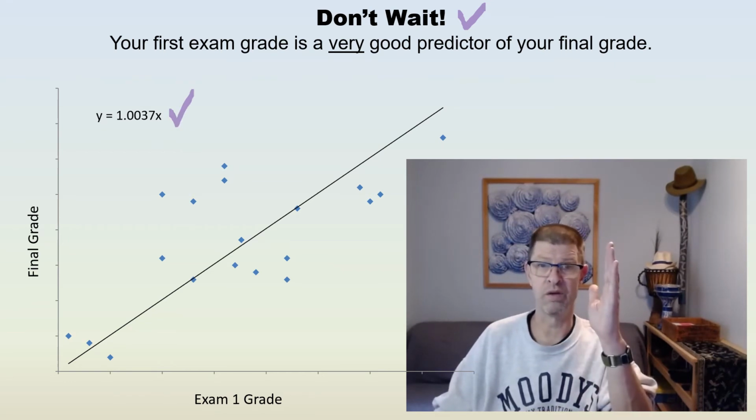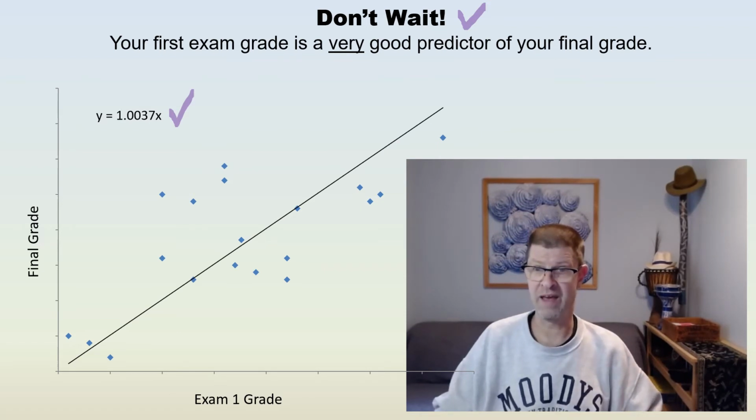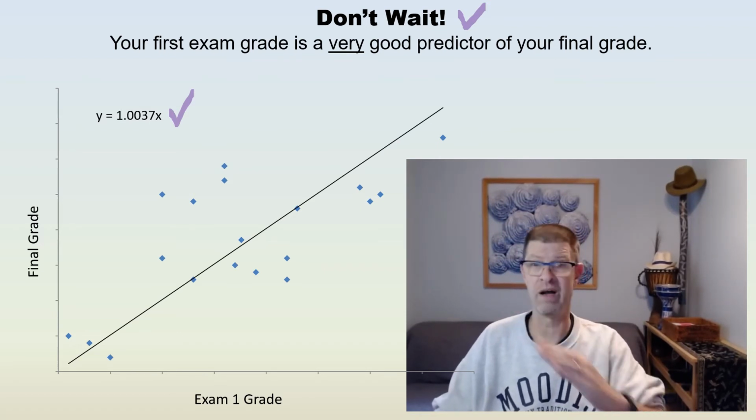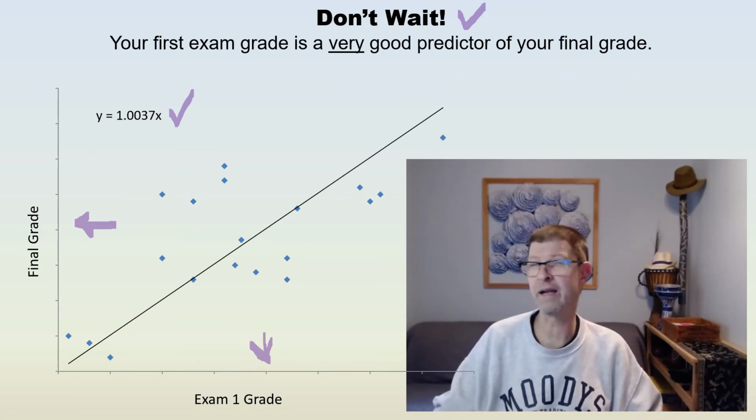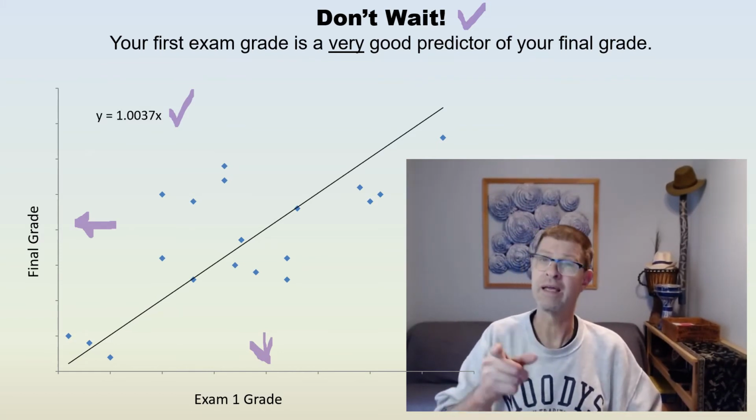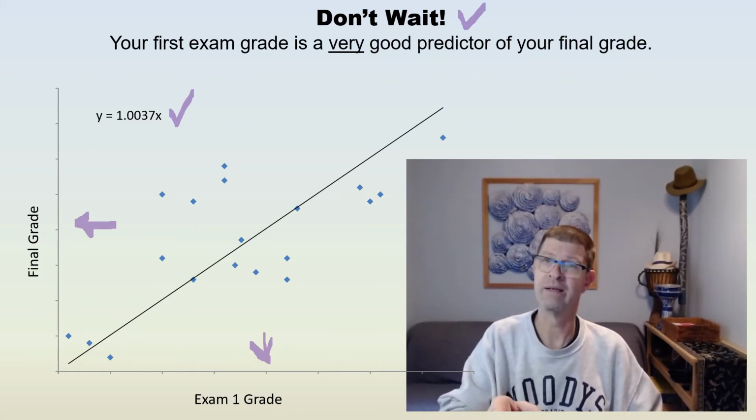Y equals 1 times x, basically, which means that line has a slope of 1, and it's a fairly good predictor. X is the first exam grade and Y is the final grade, so the first exam grade is a fairly good predictor of the final grade. So don't say, oh, I'm not going to try until I see whether I'm struggling or not. Jump right into it. Okay, stay awake, be responsible. Got it? Don't wait.